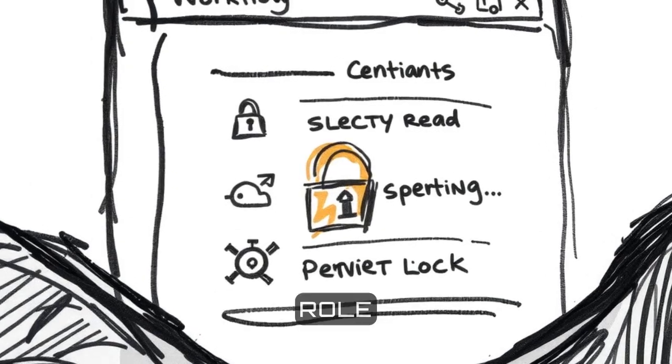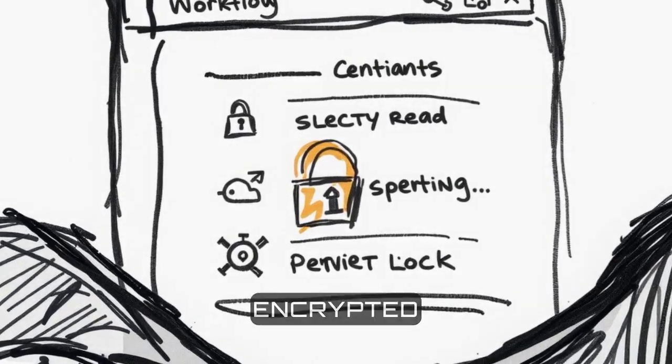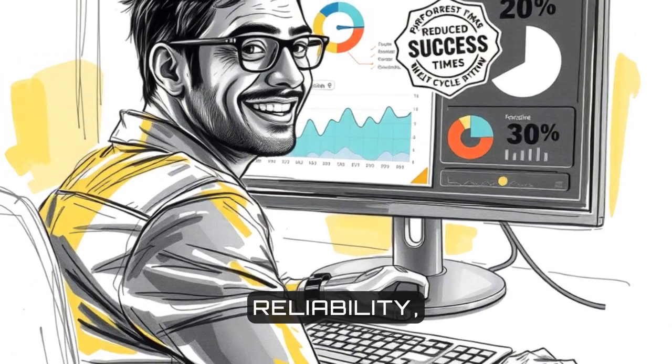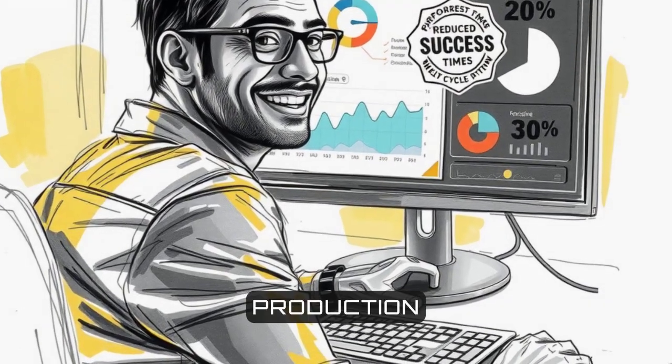Security first: role permissions, audit trails, and encrypted secrets by default. Developers gain speed, reliability, and predictable scaling for production models.